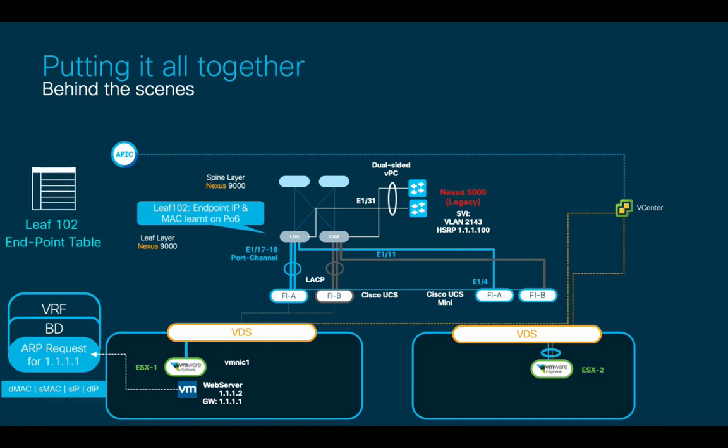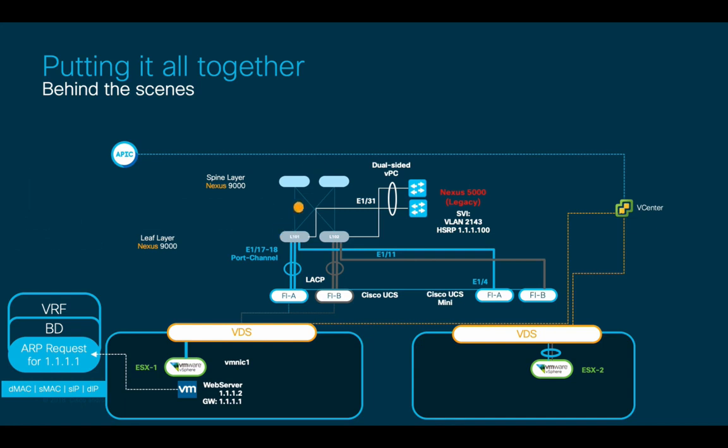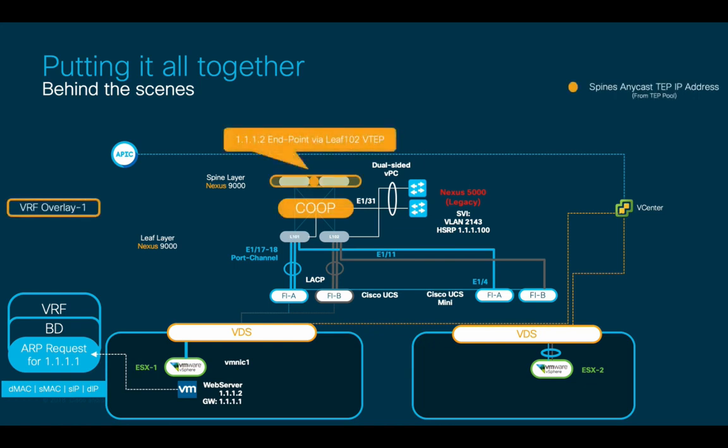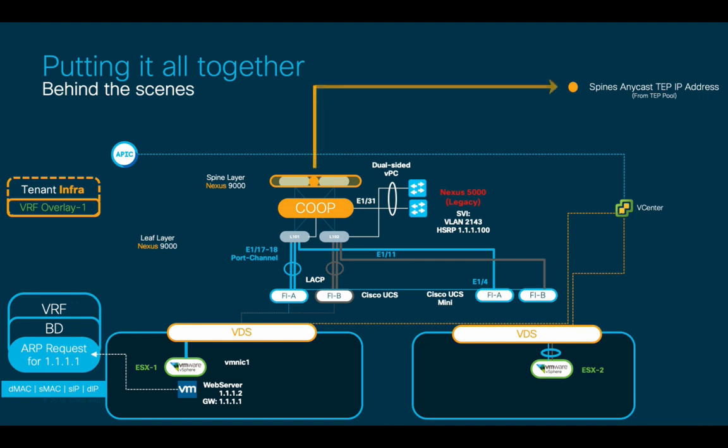In ACI, we use the endpoint table instead of using a MAC address and ARP table. And two, this new entry was reported to the spine layer using a protocol called COOP, which is running automatically between spines and leaves and which allows the spine layer to have a full directory of endpoints and their VTEP sources as they connect to the ACI fabric. As you would imagine, this communication is happening over the overlay 1 VRF within the infra tenant, and the spines receive this information through their automatically assigned Anycast TEP IP address.